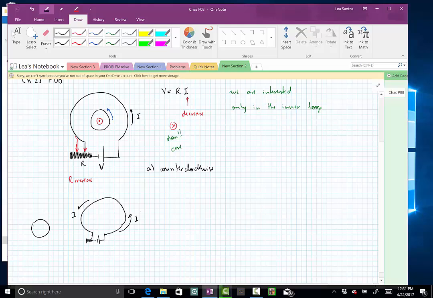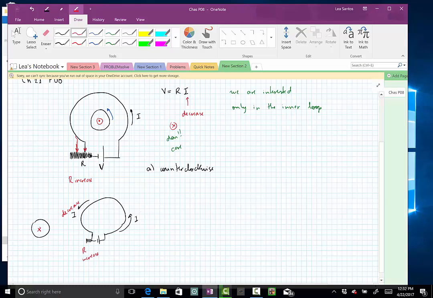So the scenario is still the same. The current here is decreasing because the resistance is increasing. Now what is the direction of the field created by this current with respect to the inner loop? Well, I know that the magnetic field is going into the page.